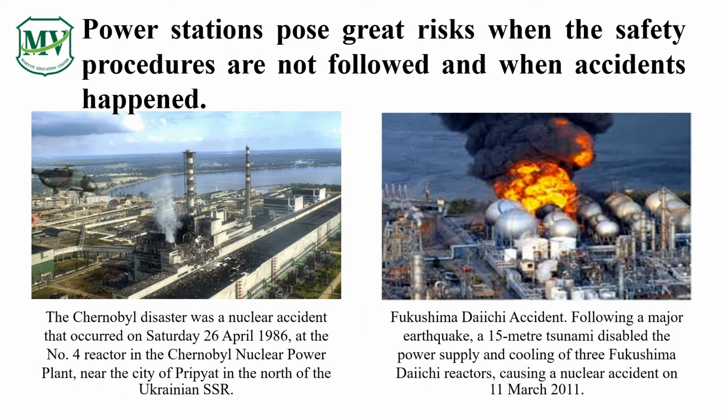Do you have any idea what will happen to the power stations if safety procedures are not followed? Right. For instance, a nuclear power plant in Chernobyl, Russia, leaked in 1986 that caused excessive amounts of radiation pollution in that region. Also, do you remember the major earthquake and a 15-meter tsunami in Fukushima, Japan? Yes, it is believed that many radioactive substances leaked into the atmosphere and the ocean.